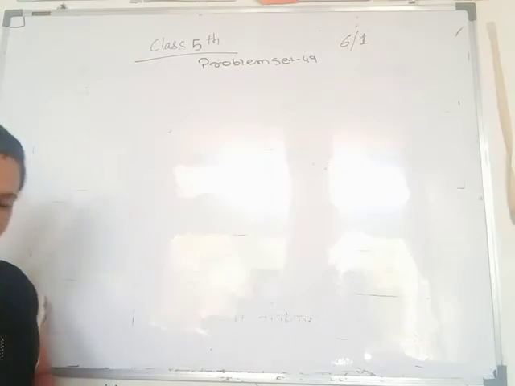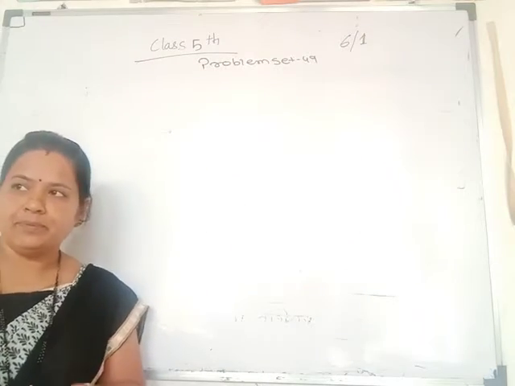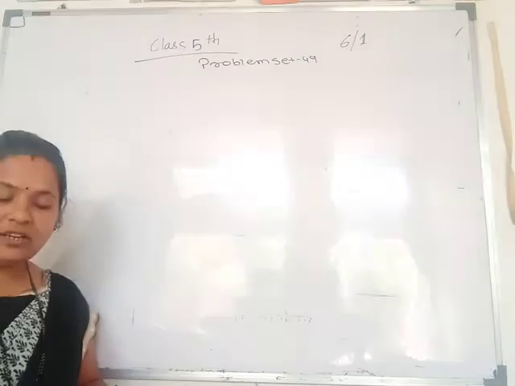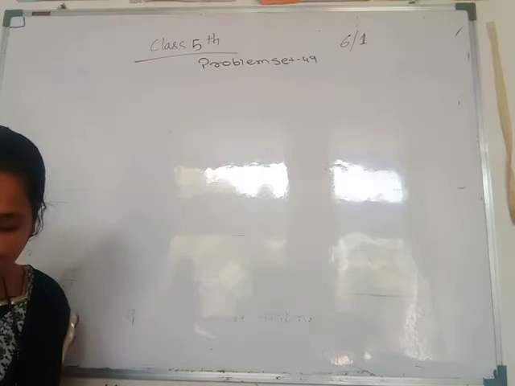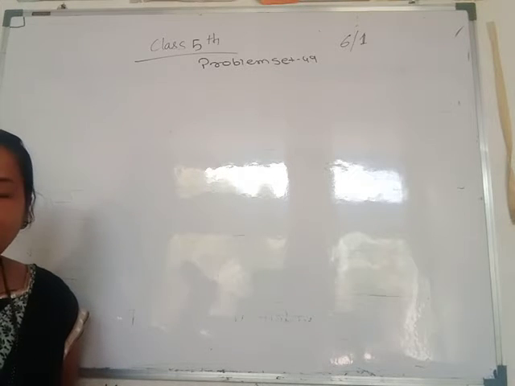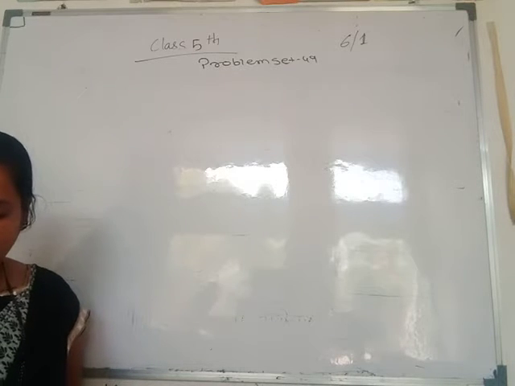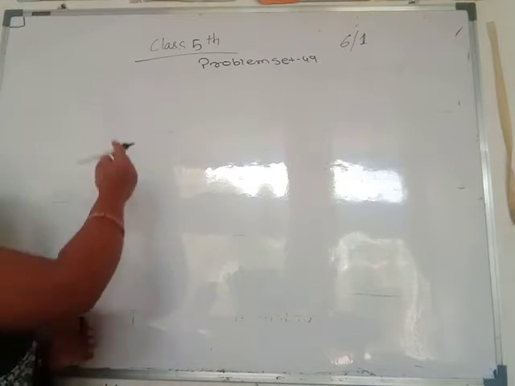Perimeter of a rectangle, the formula given yesterday, is 2 into (L plus B). L means length and B means breadth. Perimeter of a square is equal to 4 into side, and perimeter of a triangle is equal to the sum of all the three sides. See here, problem set 49, the first example.